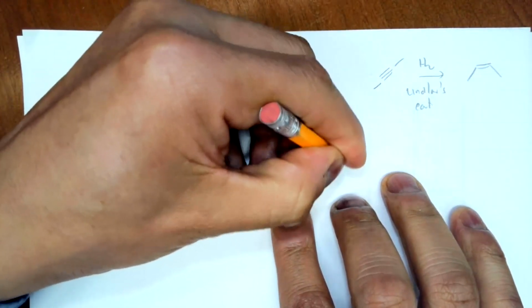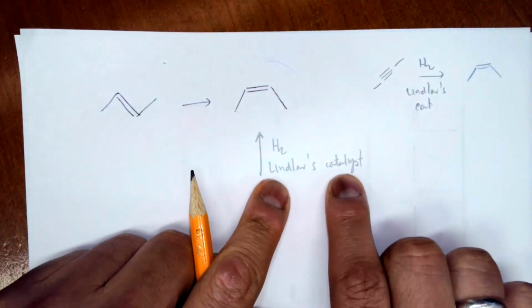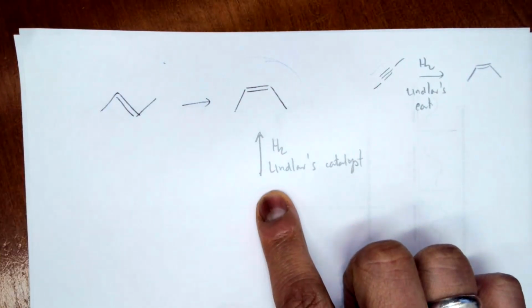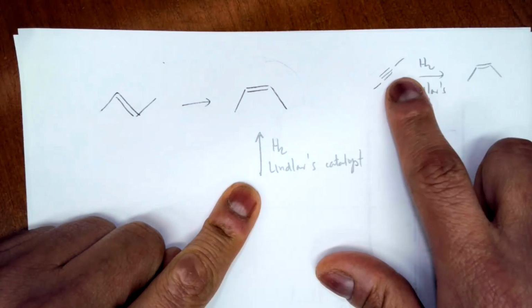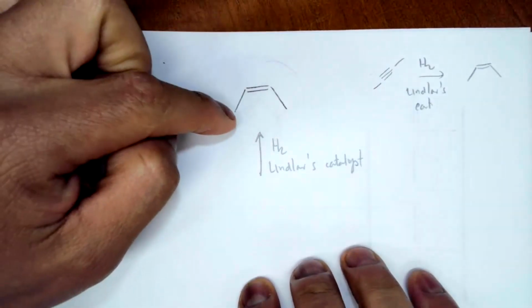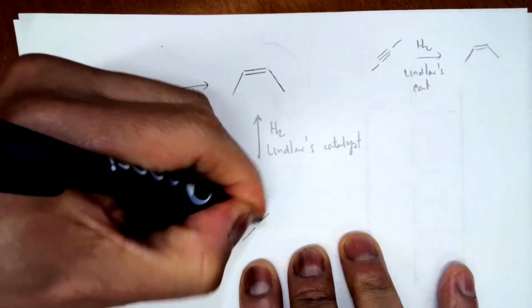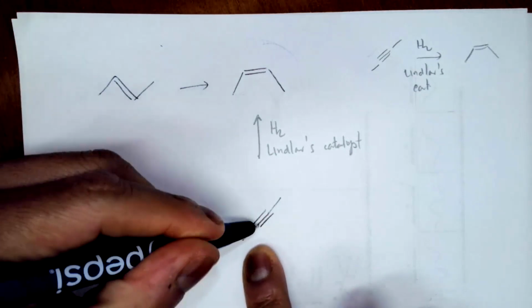Do I have to write the whole full name, Lindlar's catalyst? At least Lindlar's. You don't have to write catalyst, just Lindlar's. Okay, so what is the starting material for a cis alkene from the Lindlar catalyst? It has to be an alkyne. So how long is this? 1, 2, 3, 4. So I need an alkyne that is 4 carbons long.